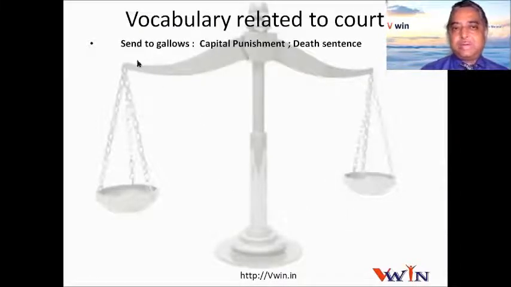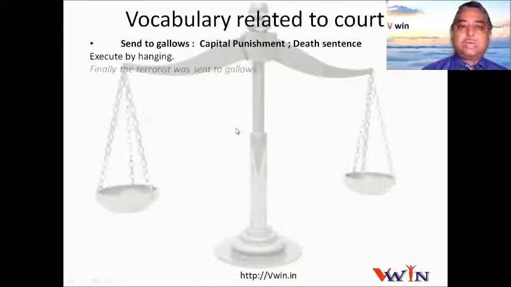Three phrases: sent to gallows, capital punishment, death sentence. They all mean execute by hanging. So whether you call it capital punishment, death sentence, or sent to gallows, they all mean the same: execute by hanging. In some countries now, instead of hanging, they are choosing some other methods, but it is the most traditional way of executing. For example, finally the terrorist was sent to gallows.